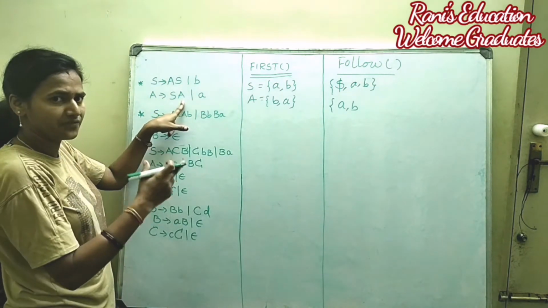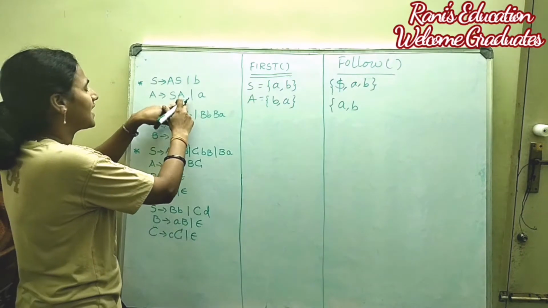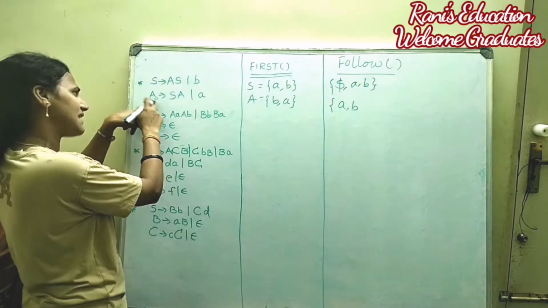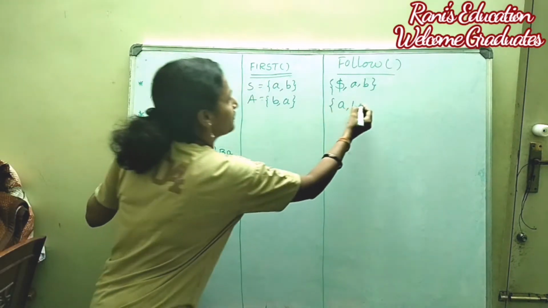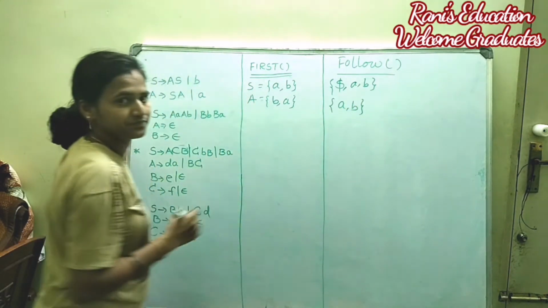Here A is at the end of the production. That means follow of A equals follow of LHS. That is the same grammar symbol, right? So we won't get anything from that. That is, follow of A is a, b.